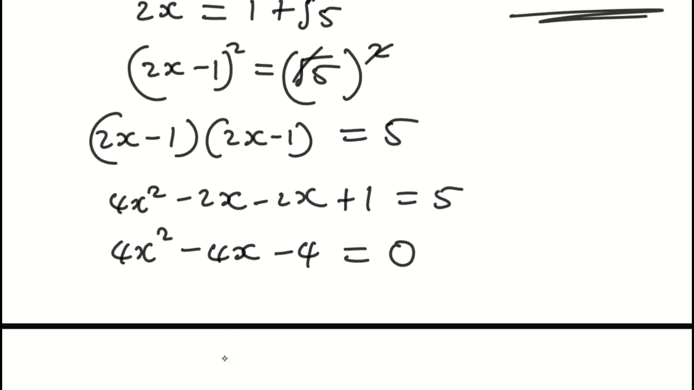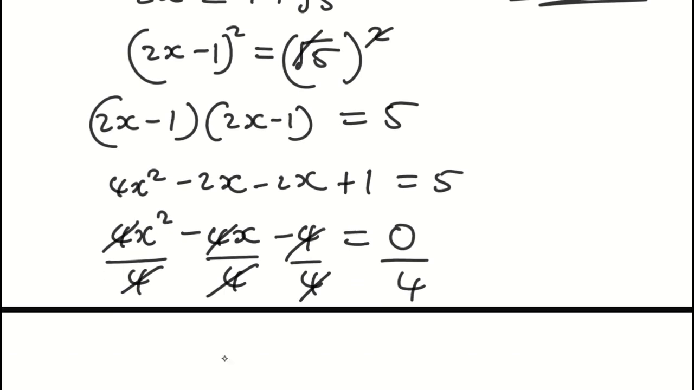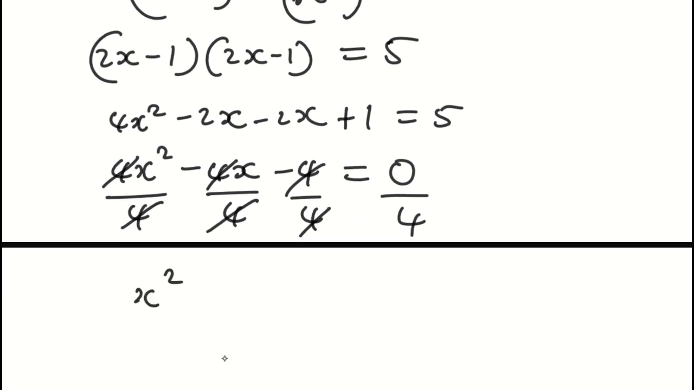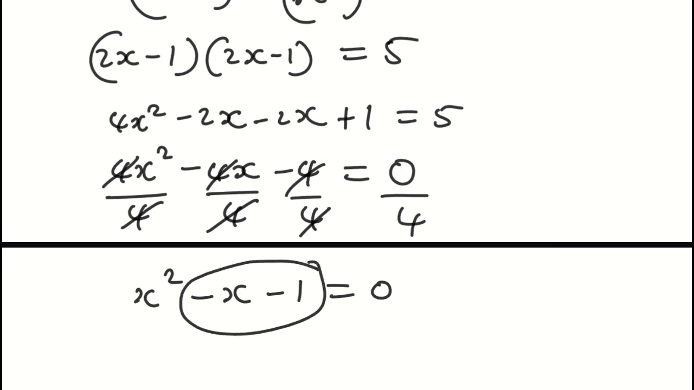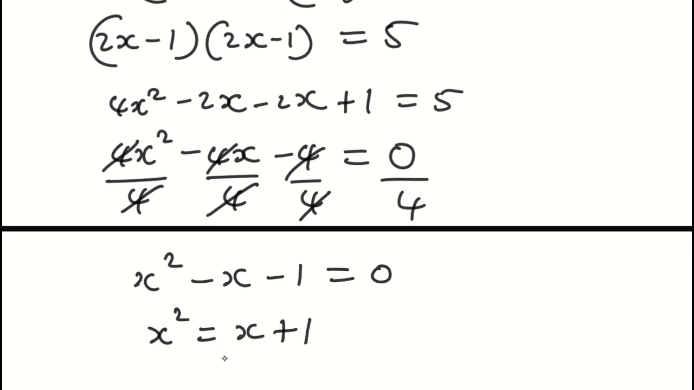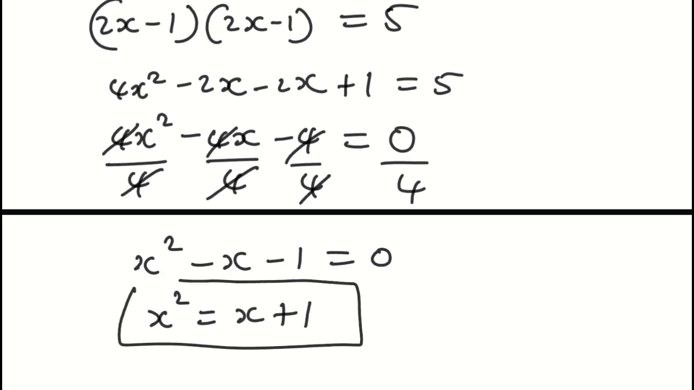So what should we do next? Let us divide through by 4. Yes, we can do that. Over 4 here, over 4 here, over 4 here, even over 4 here. 4 cancels 4, 4 cancels 4, 4 cancels 4. So what do we have? We have x squared minus x minus 1 is equal to 0. So remember, we're trying to get an expression for x squared, like I told you before. Let's move negative x, negative 1 to the right hand side. So we're going to have x squared is equal to x plus 1. So we have an expression for x squared.